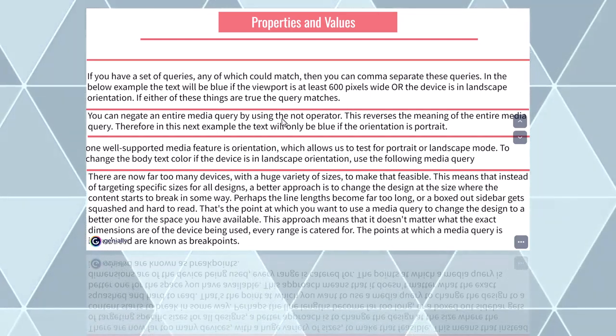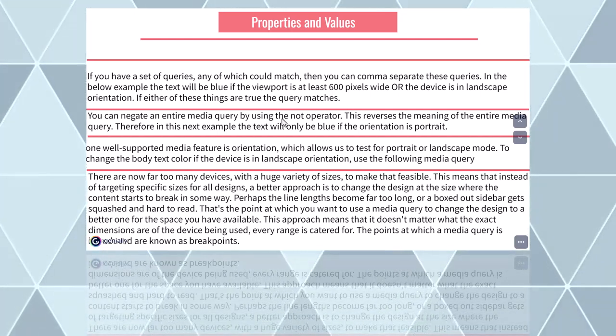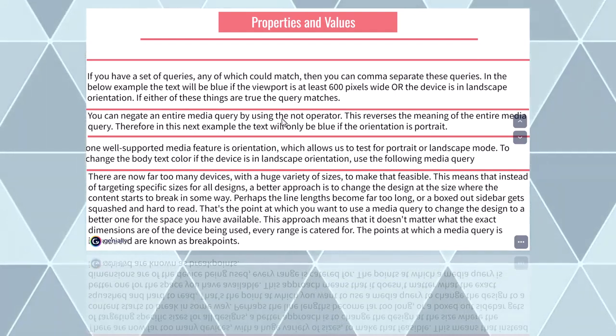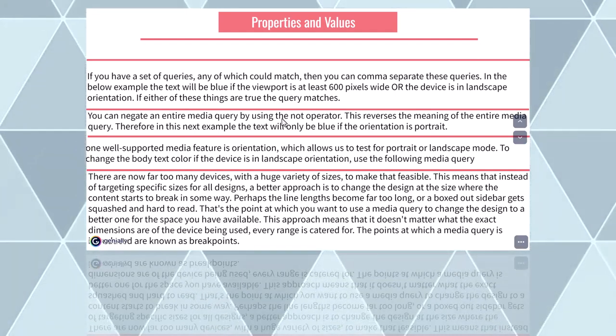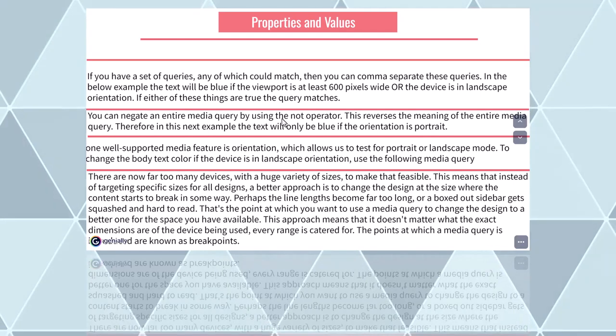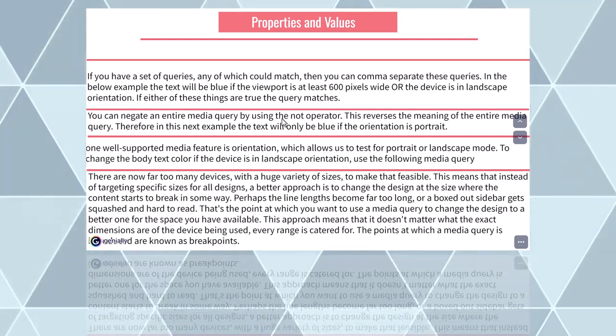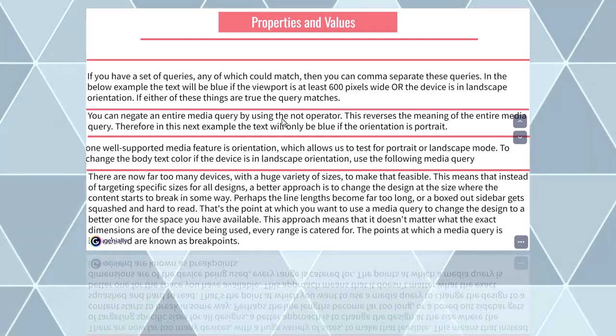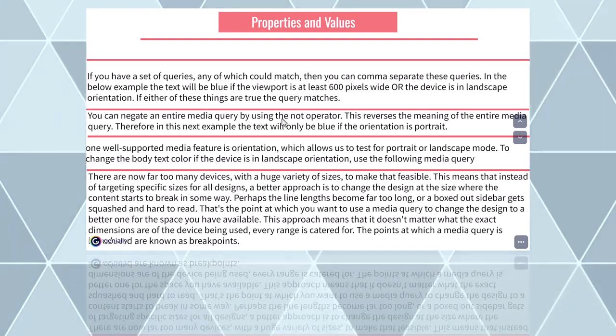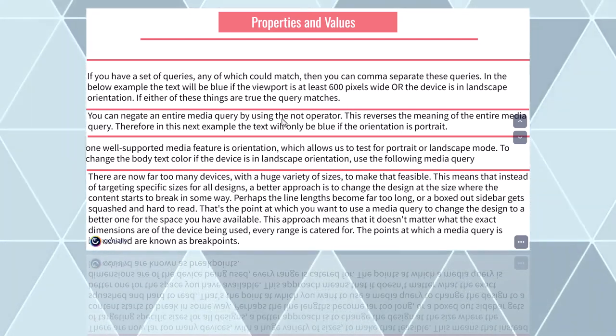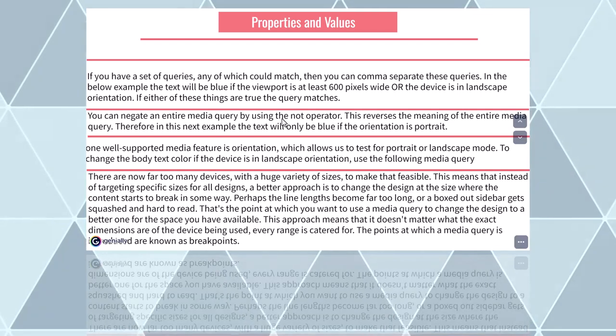If you have a set of queries, any of which could match, then you can comma separate these queries. In the example below, the text will be blue if the viewport is at least 600 pixels wide or the device is in landscape orientation. If either of these things are true, the query matches.